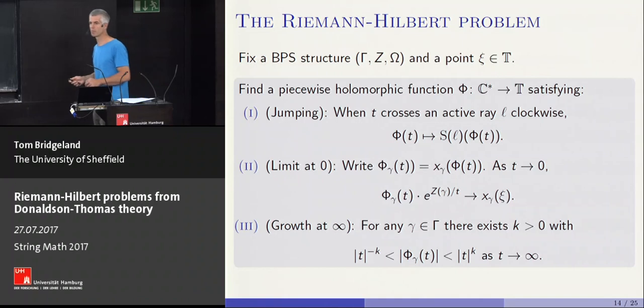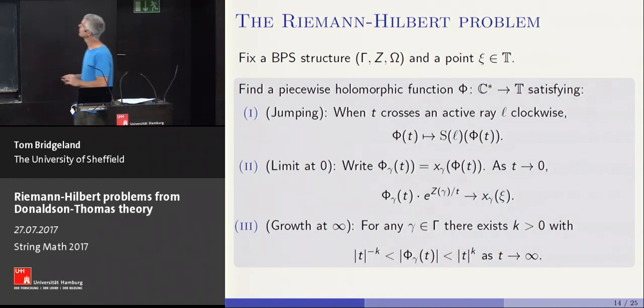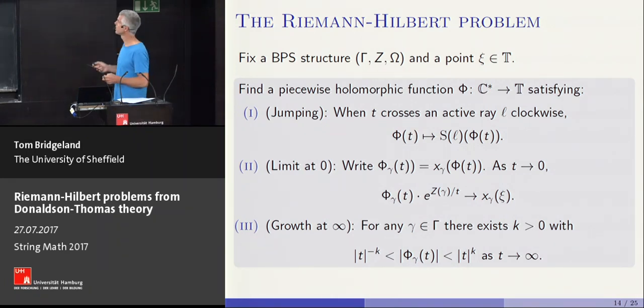I'm not doing the same Riemann-Hilbert problem as you are. But let me point this out. Gaiotto, Moore, and Neitzke considered a rather similar Riemann-Hilbert problem with exactly the same jumping condition and with exactly the same limit at 0. But they had a different behavior at infinity, which was essentially a kind of complex conjugate of the behavior at 0. Whereas I'm not doing that, I'm doing something definitely different.